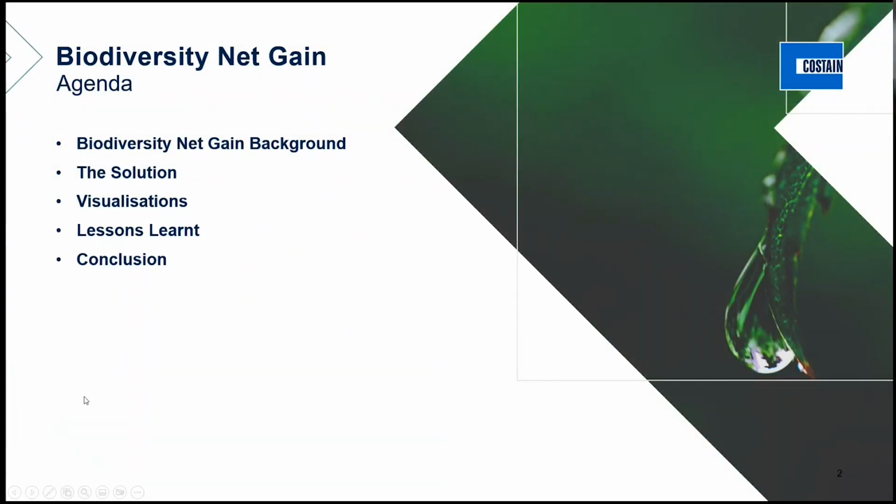So in this presentation, I'm going to cover these 5 things. So I'll go into the context of biodiversity net gain, a bit of a refresher for anyone or some information for people that aren't as familiar with it, our digital solution for managing biodiversity net gain, and examples of how we can use this solution, visualizations, and then I'll move on to some lessons learned and any further development that we've got planned.